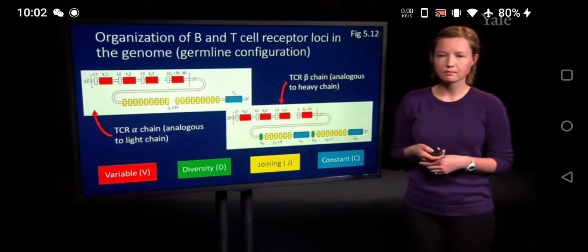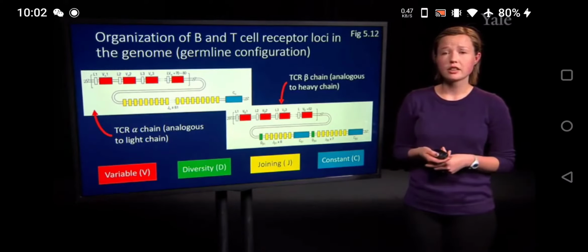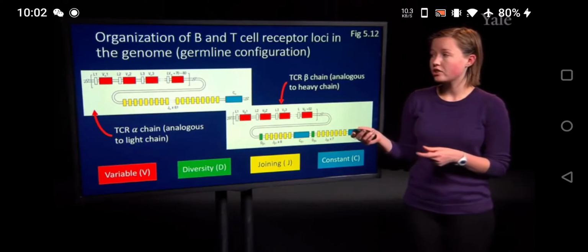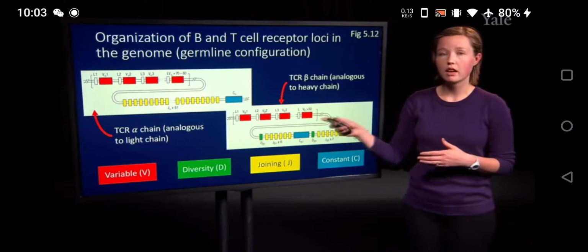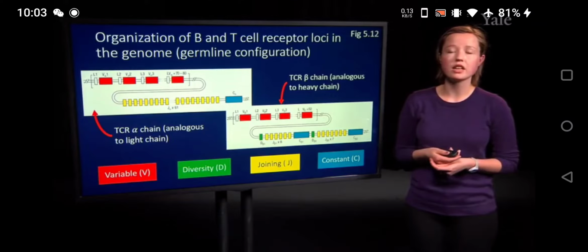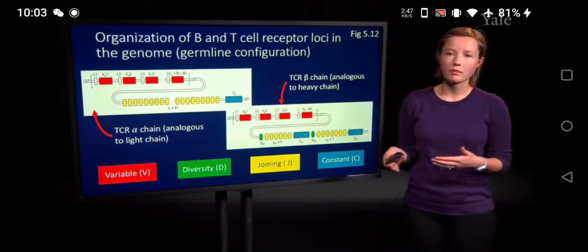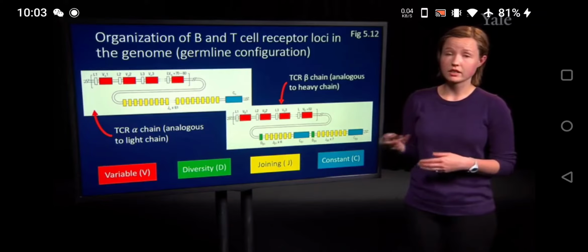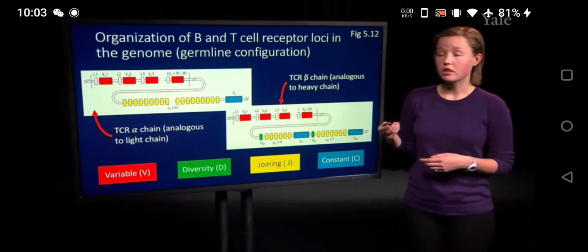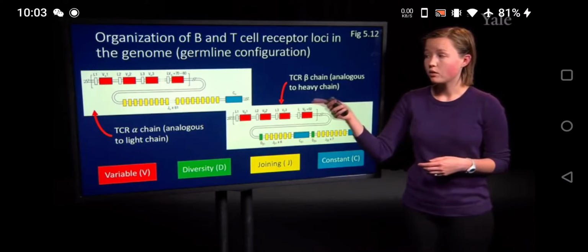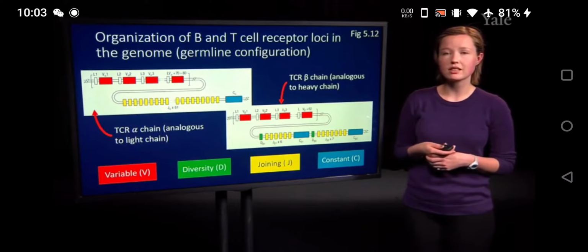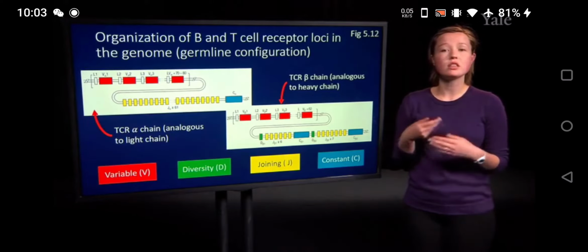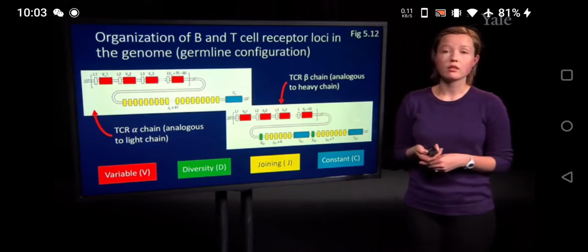Ultimately, during development of B cells and T cells, there's this process in which the B cell or T cell will pick one V, one D, and one J, bringing them together in unique combinations in order to form a heavy chain, or a TCR beta. Additionally, during development, one V and one J of the alpha chain in T cells or the light chain in B cells will be brought together to form a unique light chain or alpha chain for that particular lymphocyte.